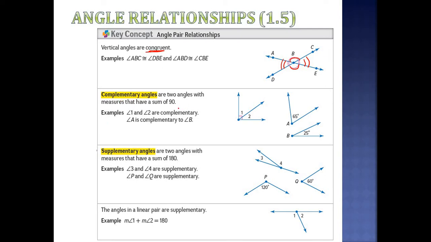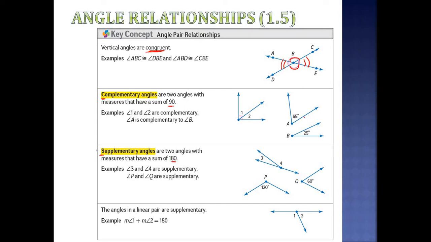Complementary angles are two angles whose measures have a sum of 90 degrees. Supplementary angles are two angles whose measures have a sum of 180 degrees. The way I remember this, think about the alphabet. C comes before S in the alphabet. 90 is less than 180. So complementary angles have measures that sum to 90 degrees. Supplementary angles are angles whose measures sum to 180 degrees.